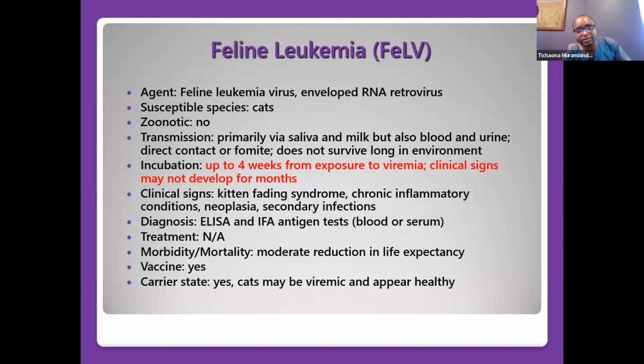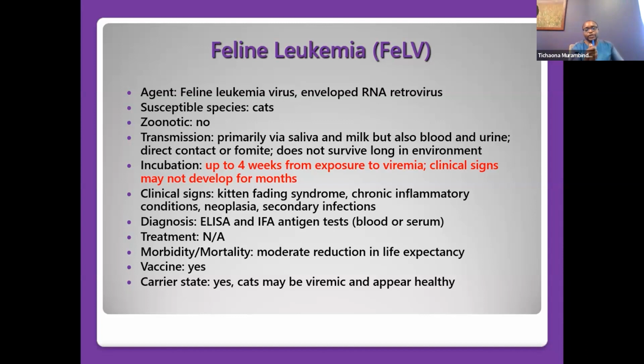So the clinical symptoms that you normally see are the kitten fading syndrome, chronic inflammatory conditions, neoplasia, and secondary bacterial infections that normally sit there with FeLV. As for treatment, once you get it, there's nothing that we can do. We can do supportive therapy and palliative care, but we can't treat this. They have tried different types of antivirals, but there's no good report of their efficacy, especially the ones that are in human medicine. So for morbidity and mortality, there is a general reduction in life expectancy.